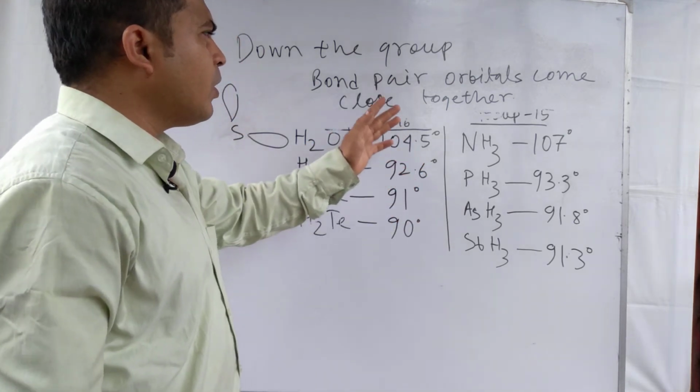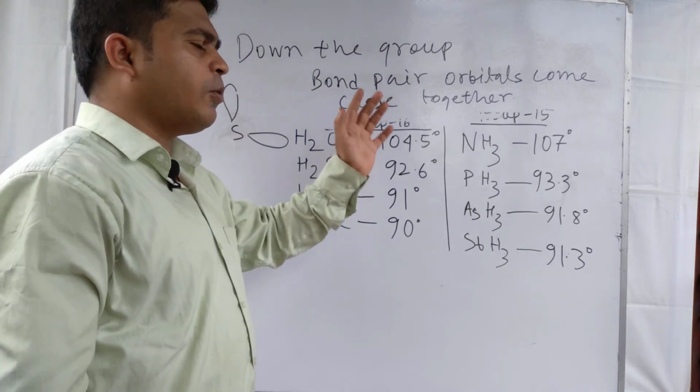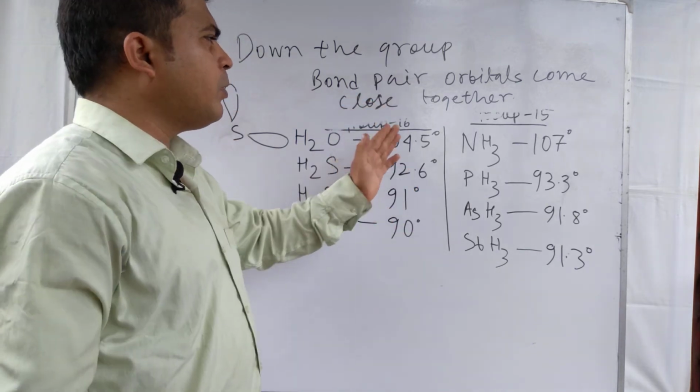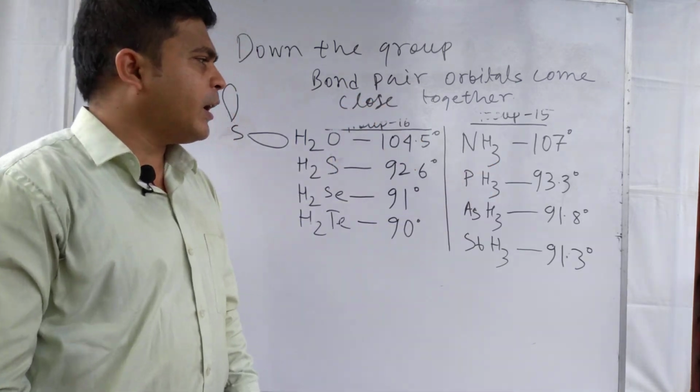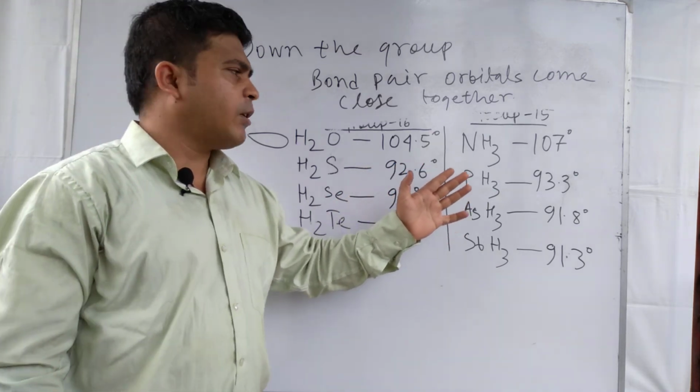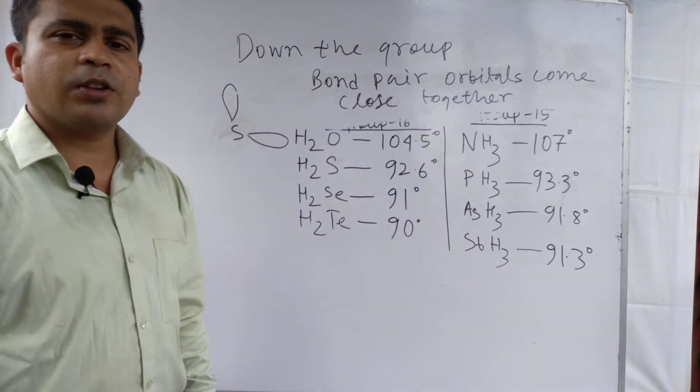So this is the reason why down the group, for group 15 or group 16 hydrides, the bond angles are decreased. So this is the explanation.